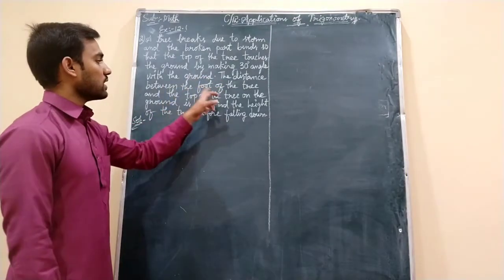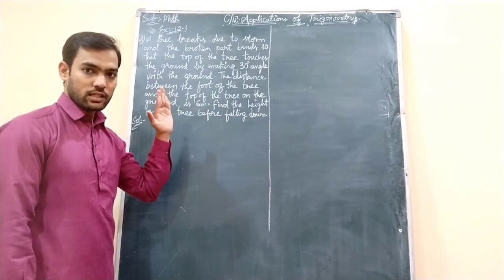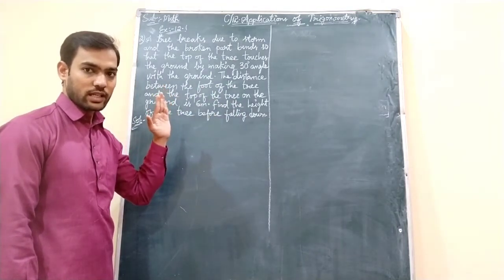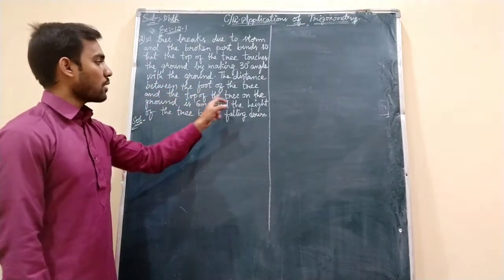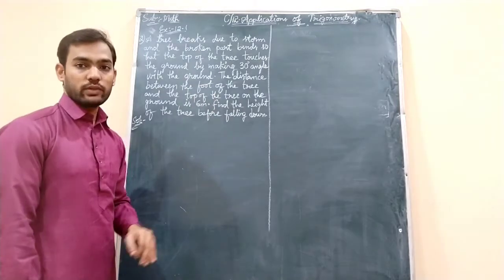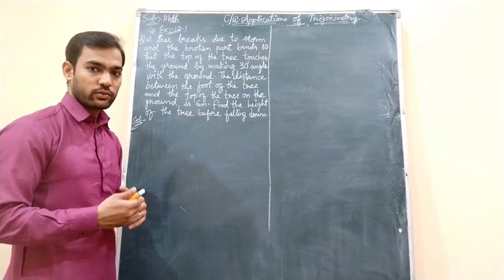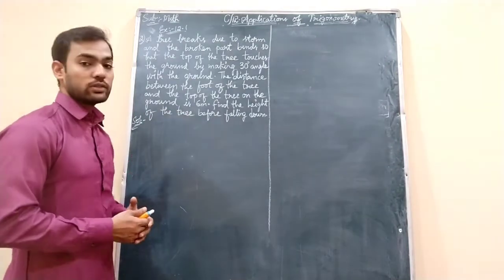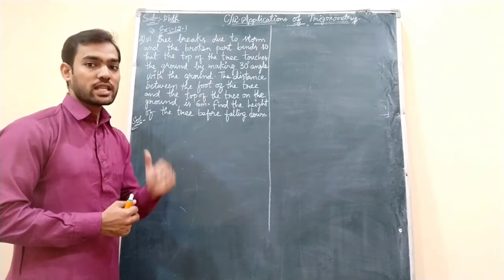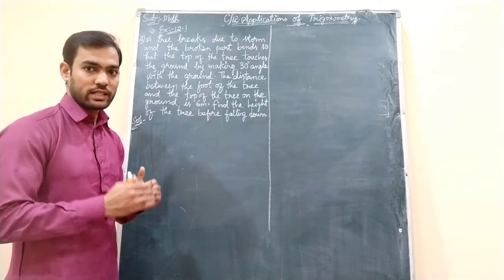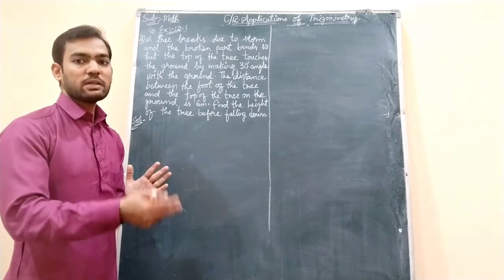The distance between the foot of the tree and the top of the tree. The foot of the tree, this half part of the tree is still standing with the ground only. So that foot of the tree and the top of the tree on the ground is 6 meter. We need to find out the height of the tree before falling down. The tree has not been detached completely after breaking down. It is joined to that middle part and it has been bent.